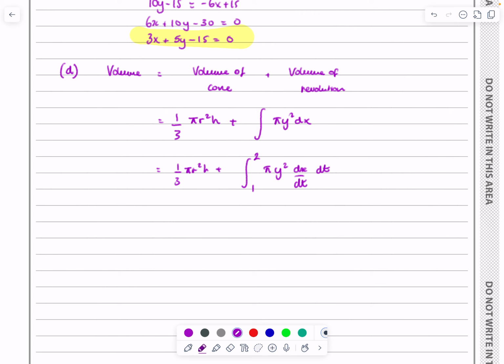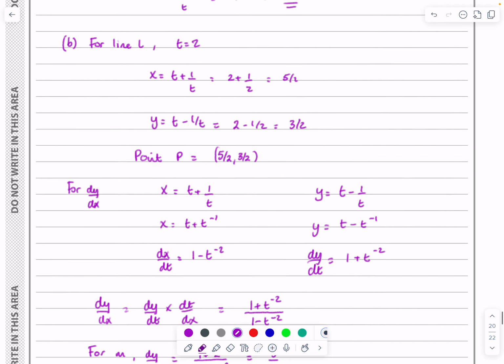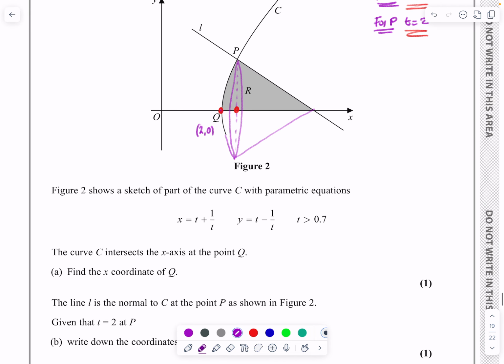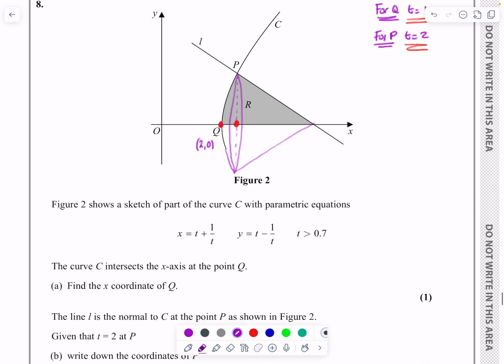Okay, if I'm going to do those two bits, let's just work out the cone first of all. So for the cone, let's go back to it. What have I got as my radius? My radius is going to be whatever that value there is, so that's going to be 3/2. My height is going to be whatever that value there is, so it's going to be this minus that length there.